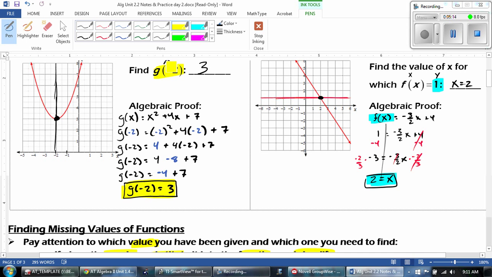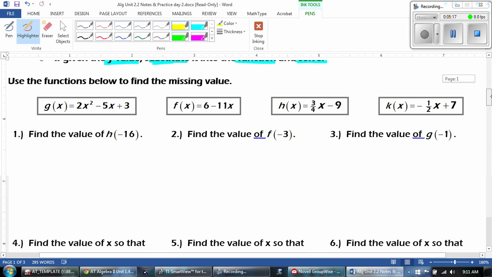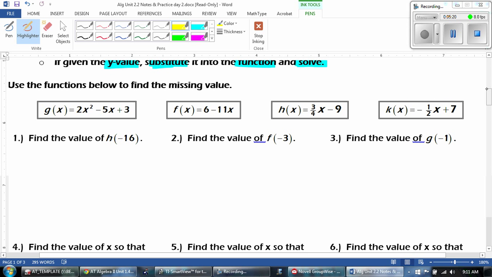Let's take a look. Find the value of h of negative 16. Did they tell us the x or did they tell us the y? Here they told us the x. So I'm going to find the h of x, which is right here, and that's the equation that we use. h of negative 16 equals 3 over 4 x minus 9, and we are plugging in negative 16. Now we're just going to simplify.